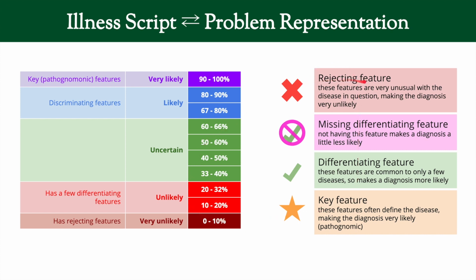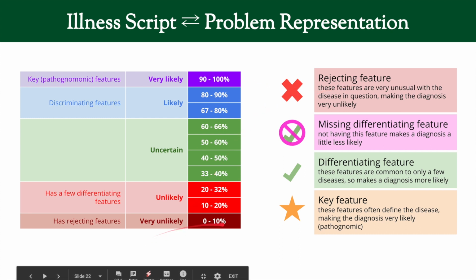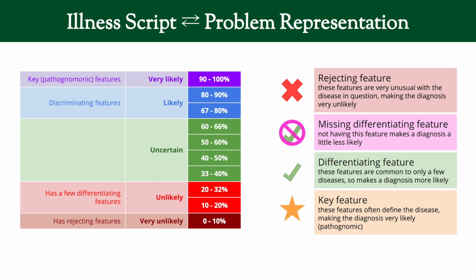And if they have rejecting features, we would say, okay, it's unlikely. If they have key features, we might say that it's more likely. And so that's how you estimate pretest probability. That is, the probability that someone has a disease before you've gotten any testing.